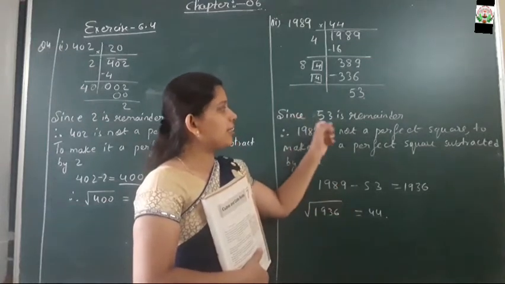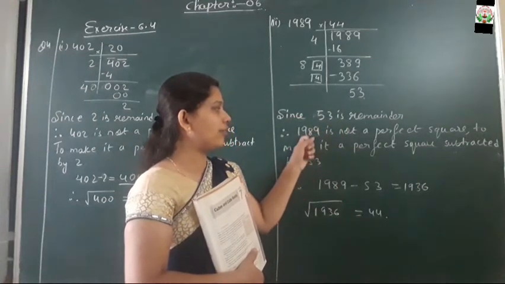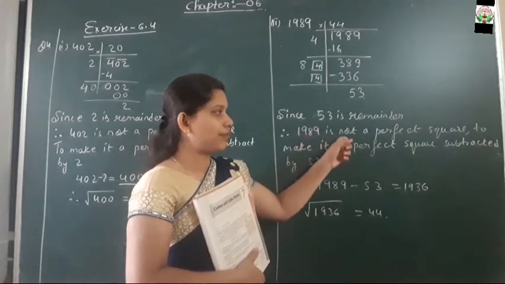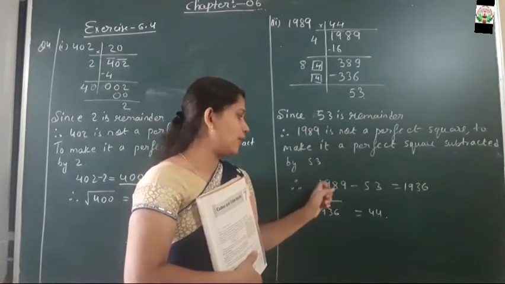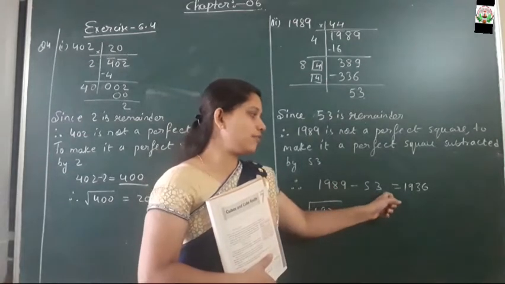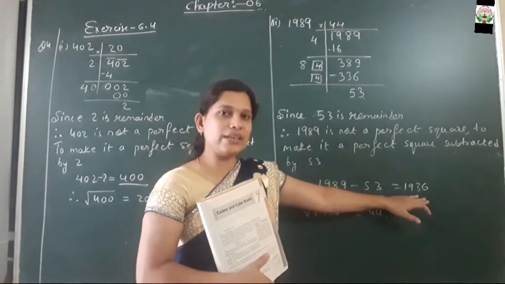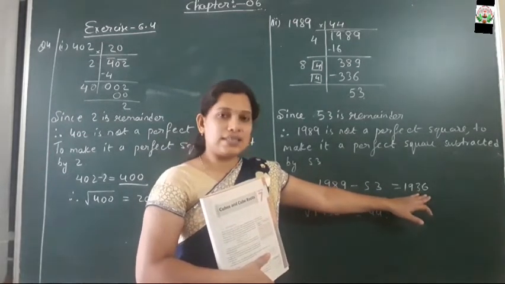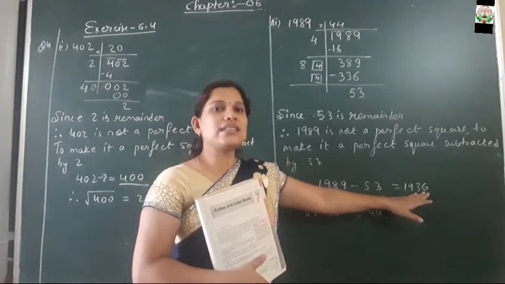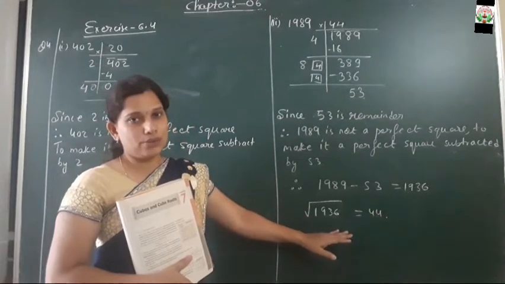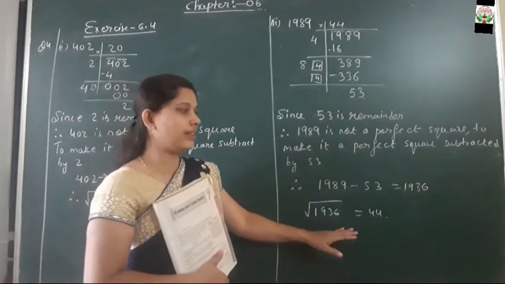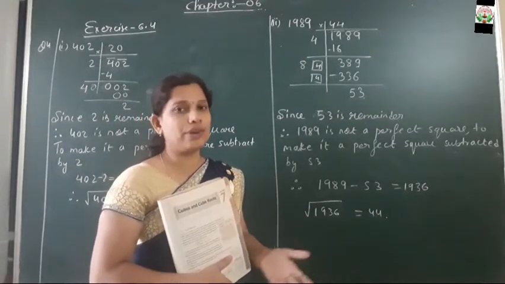Since 53 is a remainder left out, therefore 1989 is not a perfect square. To make it a perfect square, we have to subtract 53. So 1989 minus 53, we will get a new number, that is 1936. Now this 1936 is a perfect square, so we can easily find the square root of 1936. Now you will ask me, teacher, how to find the square root?